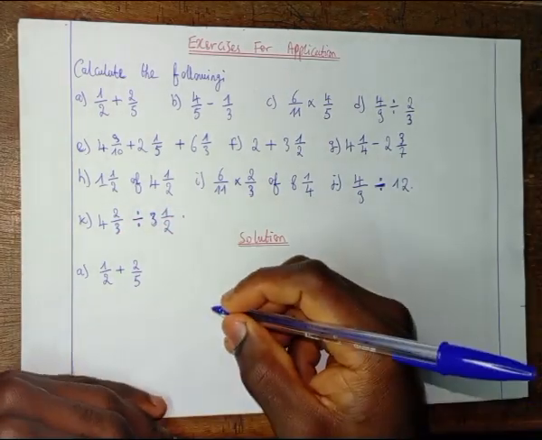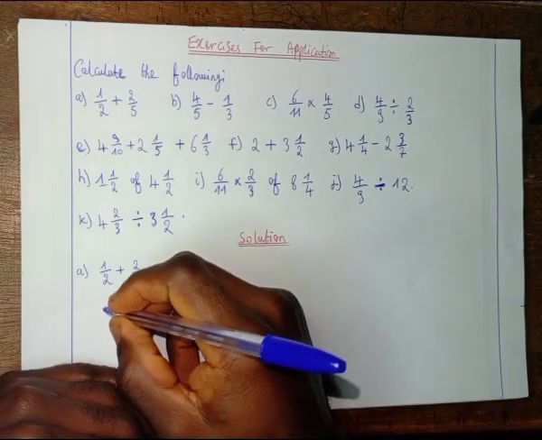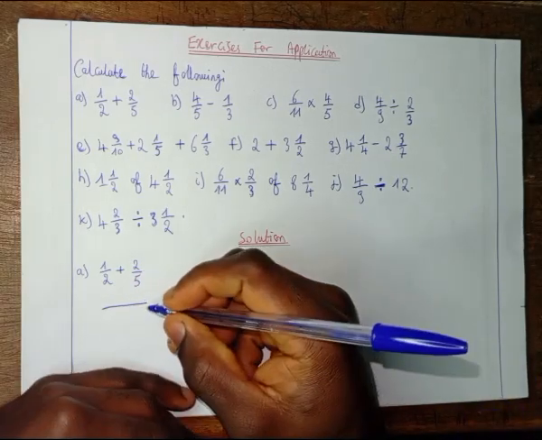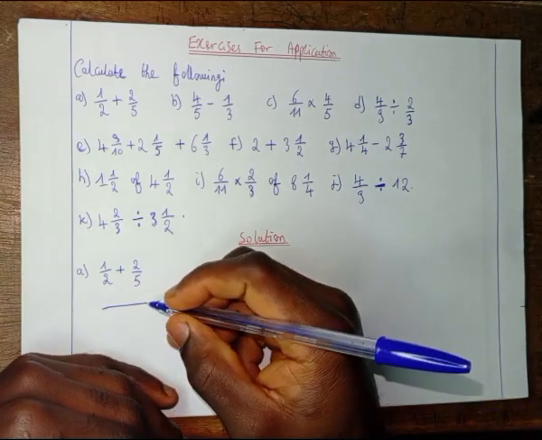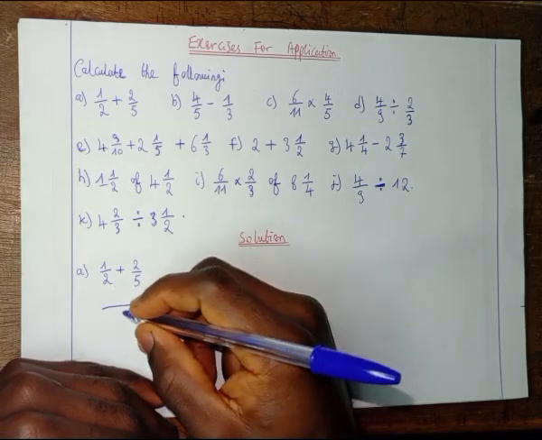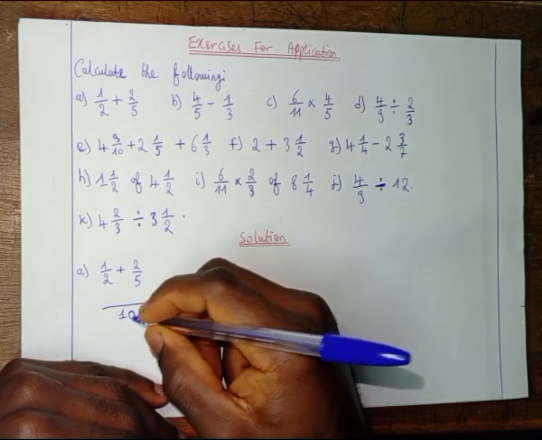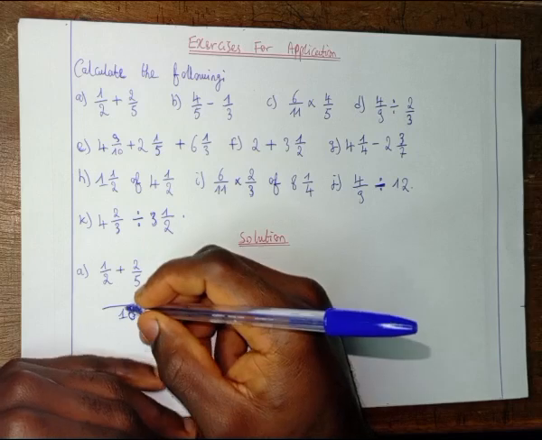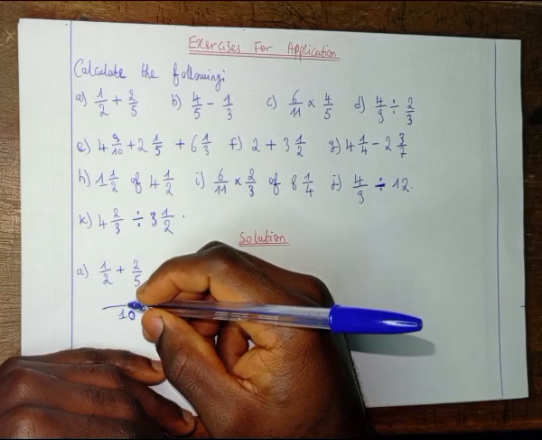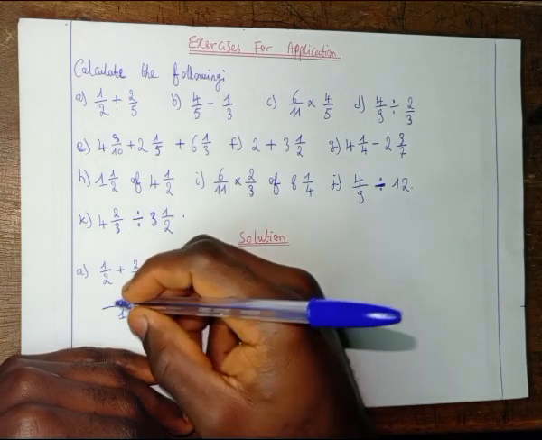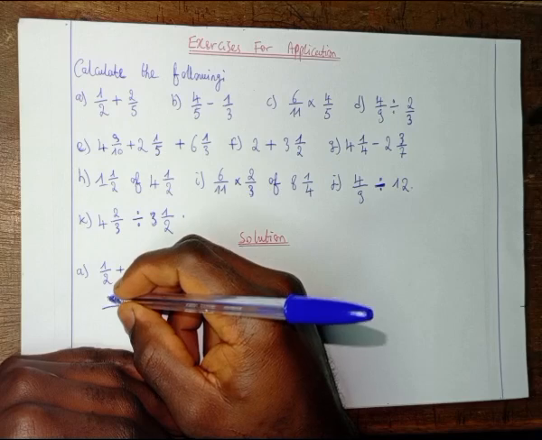We have to add these two fractions. For us to add them, first thing, we are going to start by finding the LCM of their denominators. 2 times 5 gives us 10. 10 divided by 2 gives us 5. 5 times 1 gives us 5.